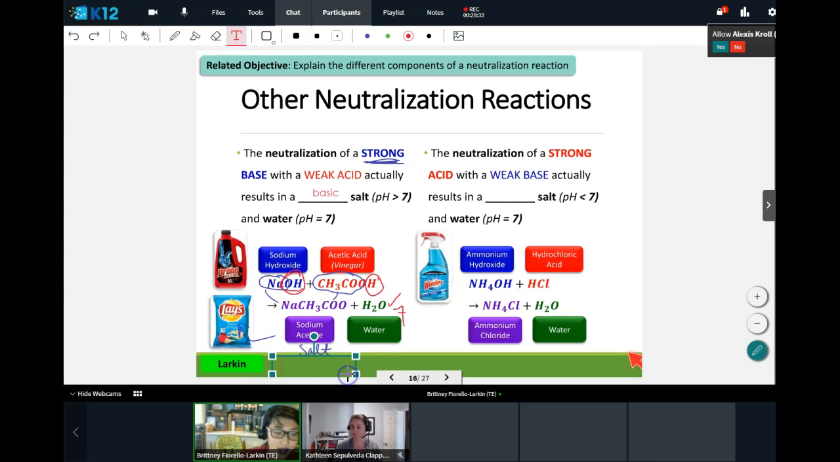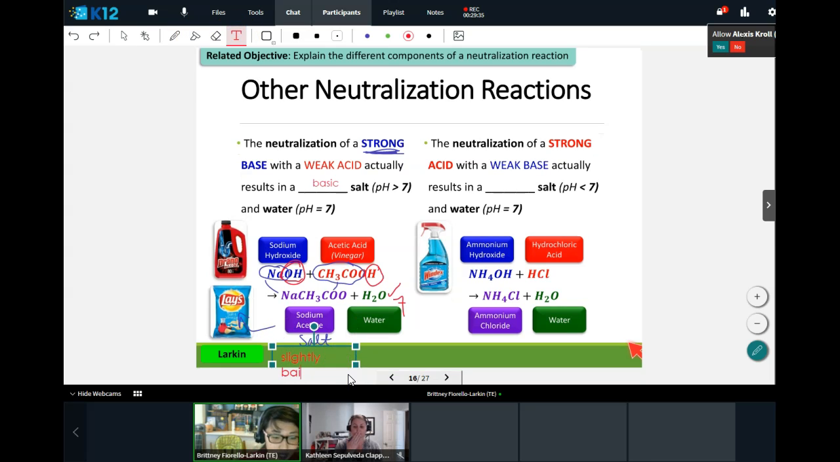So we end up with a slightly basic salt. Perfect. All right, let's try the other one then. What happens, do you think, when we have the neutralization of a strong acid with a weak base? This time, who wins? Yes, this time our acid wins. So this time we actually end up with a slightly acidic salt.